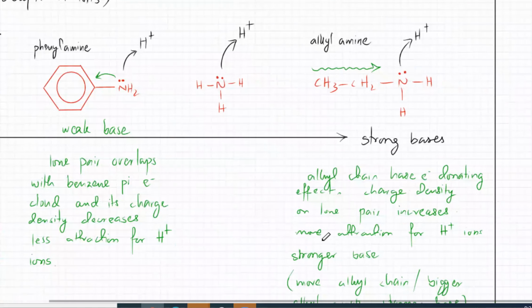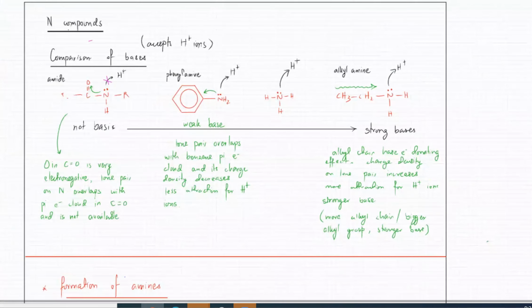Now what is the issue with this last one? When you have a carbon chain, it does the opposite. It has an electron donating effect. So the lone pair negative charge density is really, really high. So the alkyl chain has electron donating effect. The charge density on the lone pair increases a lot. So there's more attraction for H+ ions. Remember all of this. Remember the explanation why this one is basic and this one is not basic. Is this clear? Yes, sir. Yes.